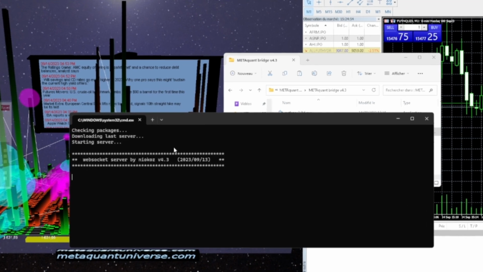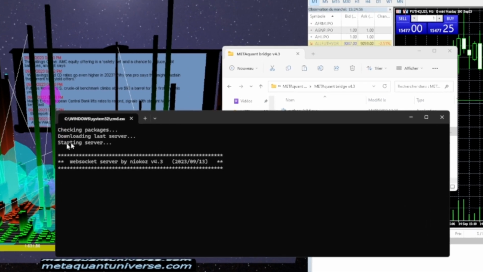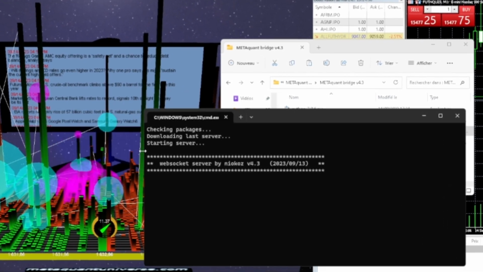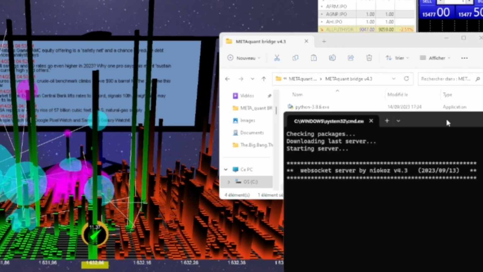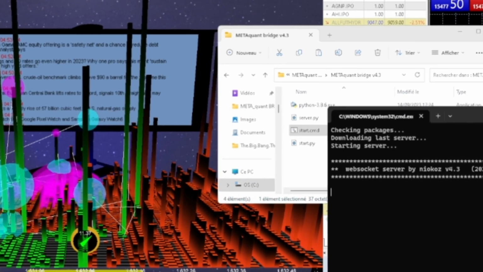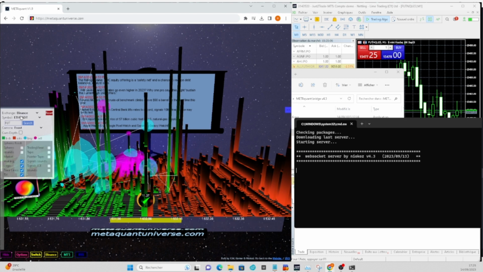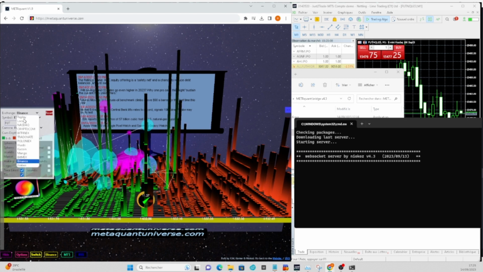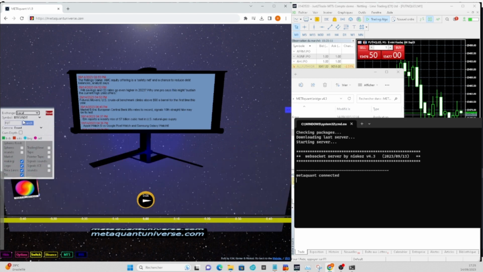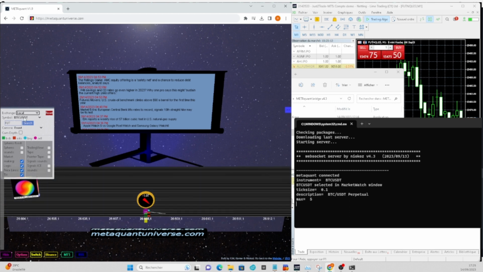Section 1, Seamless Setup and Reliability. Introducing Bridge version 4.3. Meta_Quant Bridge 4.3 marks a pivotal moment in the realm of futures trading. This update is more than just software, it's your partner in conquering the trading world.